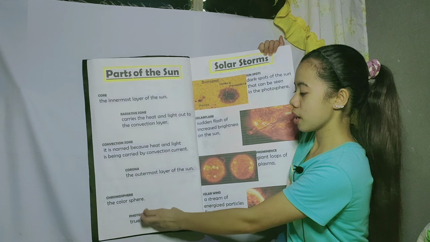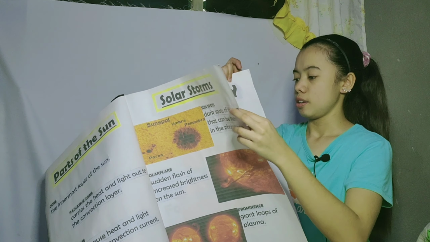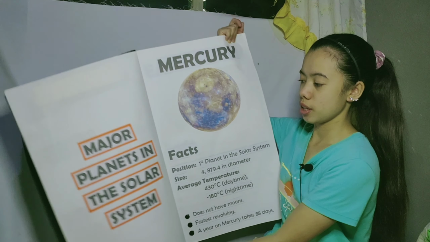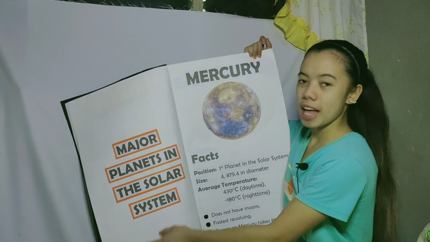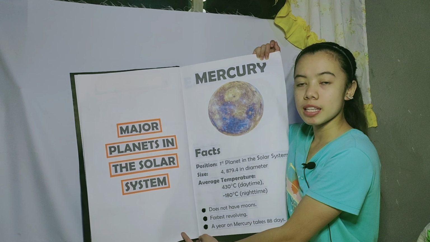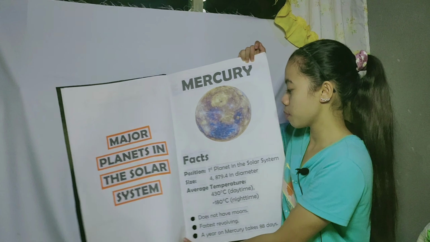Next, we'll be going to the major planets in the solar system. All the major planets can be seen in this big book. So let's start with Mercury.